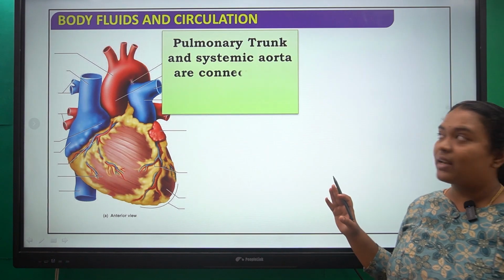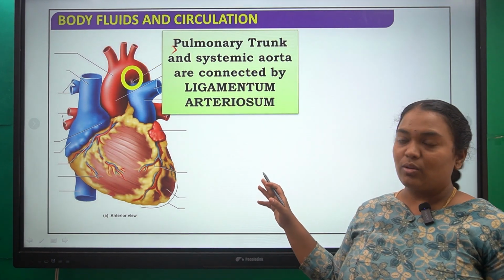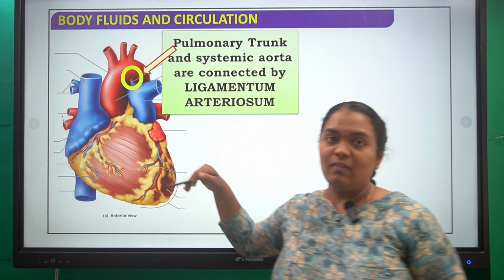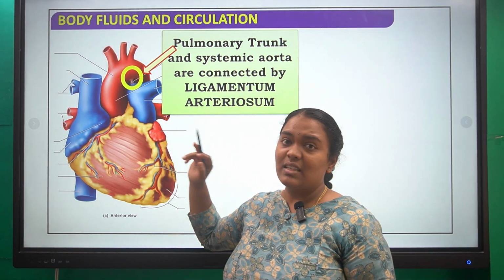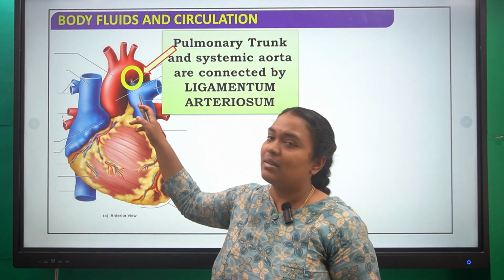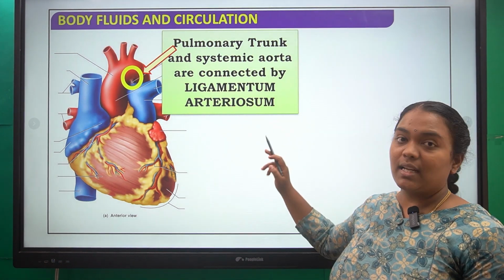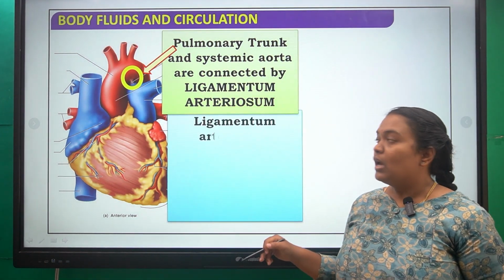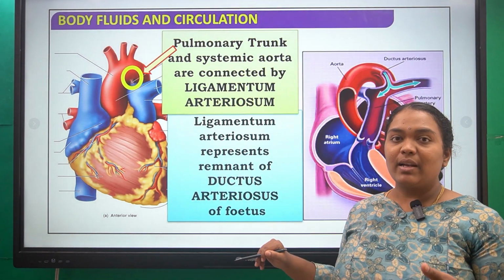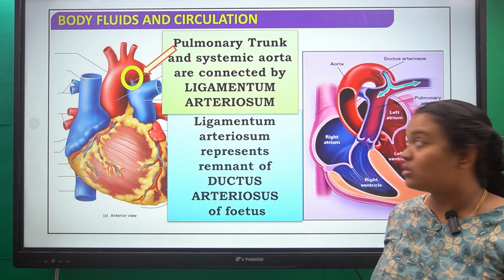The pulmonary trunk and the systemic aorta are connected by the ligamentum arteriosum. As you can see, one is the aorta, which has oxygenated blood, and the blue color means deoxygenated. Both are joined together by a ligament called the ligamentum arteriosum. This is the remnant of the ductus arteriosus of the fetus.